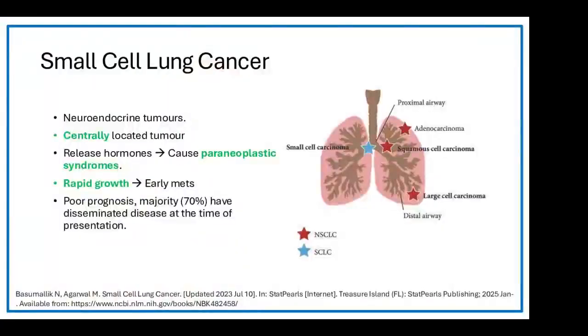So just a brief overview on small cell lung cancer. These are neuroendocrine tumors and they release hormones. So the small cell lung cancers are most commonly associated with paraneoplastic syndromes. It's more centrally located, and we can see that from the picture here. It's the blue star near the bronchus. And these are associated with rapid growth, early mets, and usually carry a poor prognosis. So the majority of the patients have extensive disease at the time of presentation.